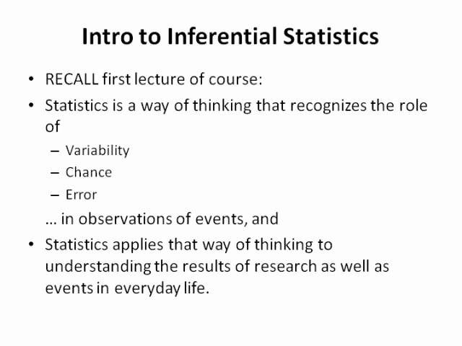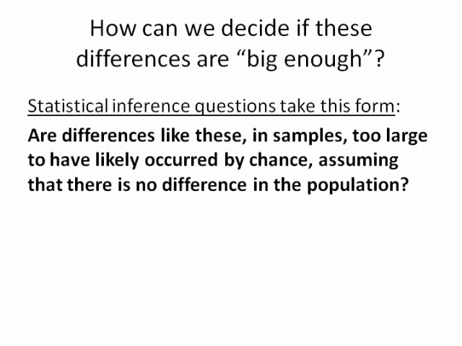You might recall, and the slide's actually taken from that lecture, that statistics is a way of thinking that recognizes the role of variability. And we've talked about variability in an earlier lecture. So that's our standard deviation, the dispersion of our scores in a particular data set. It also recognizes the role of chance and error. And statistics applies that way of thinking to understand the results of research and events in everyday life. So statistical inference is the ability to decide whether the differences that we see in our data set are big enough, meaning that they're likely to have not occurred by chance.